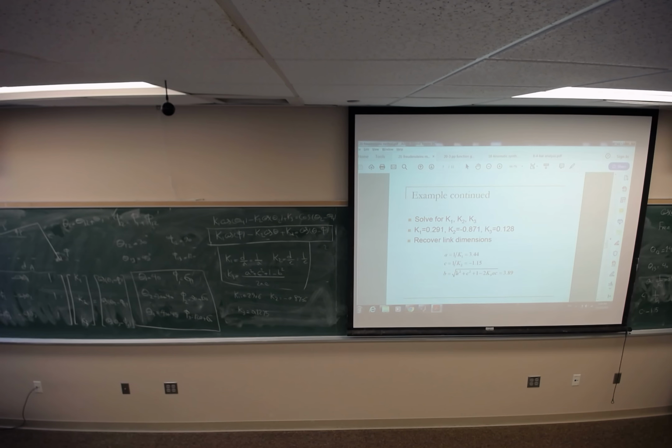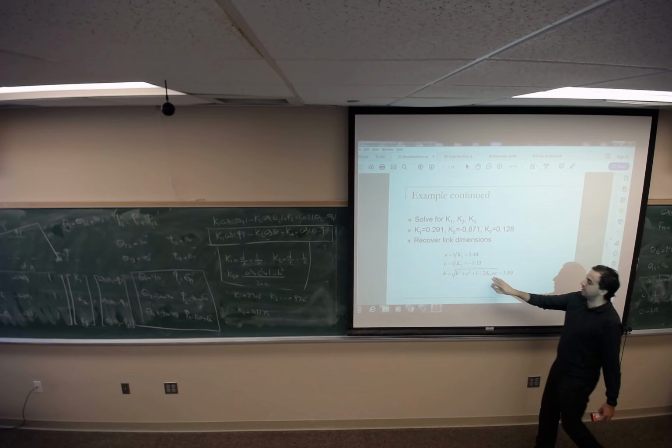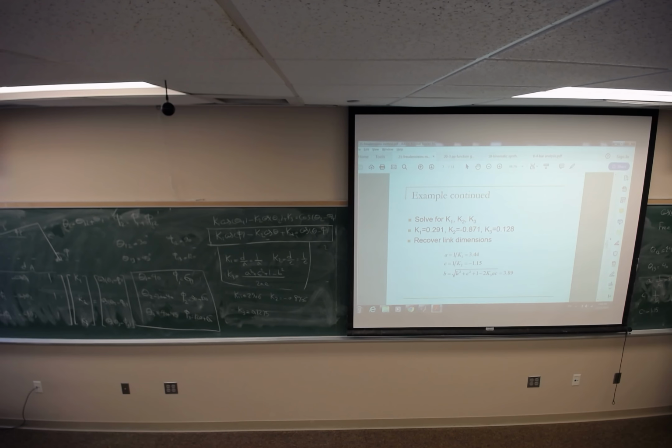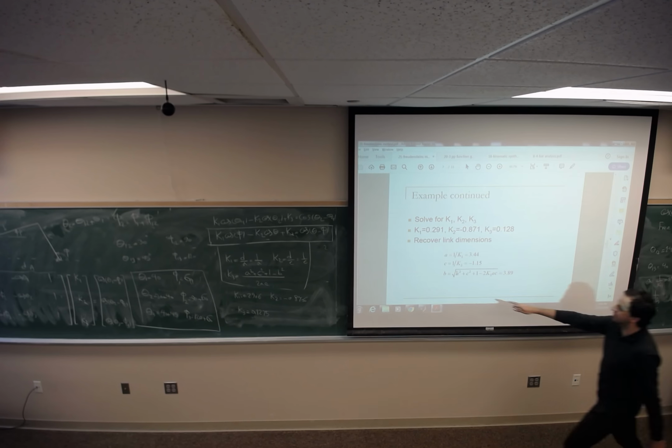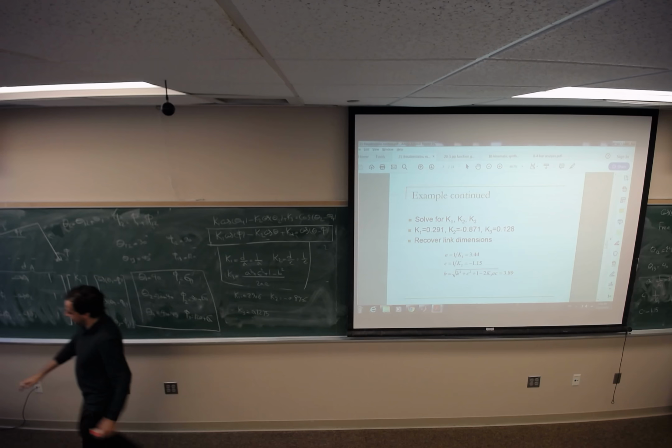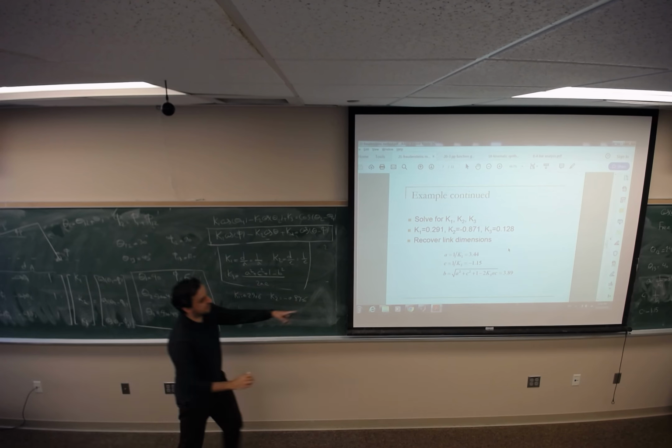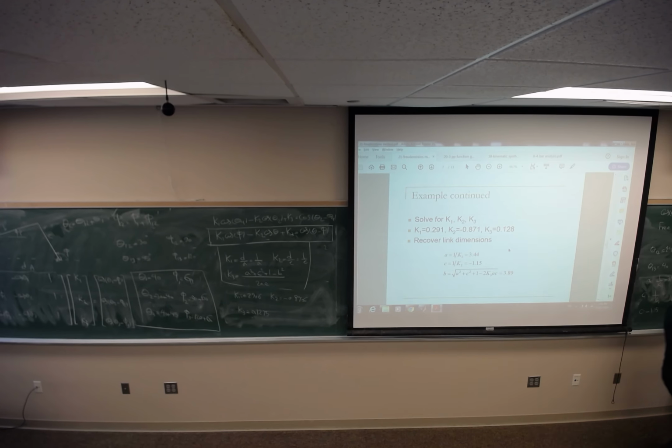If you plug in A as 3.44 and C as negative 1.15, don't change the sign when you use them to calculate B. B squared equals A squared plus C squared plus 1 minus 2ACK3, and you will find B equals 3.89.